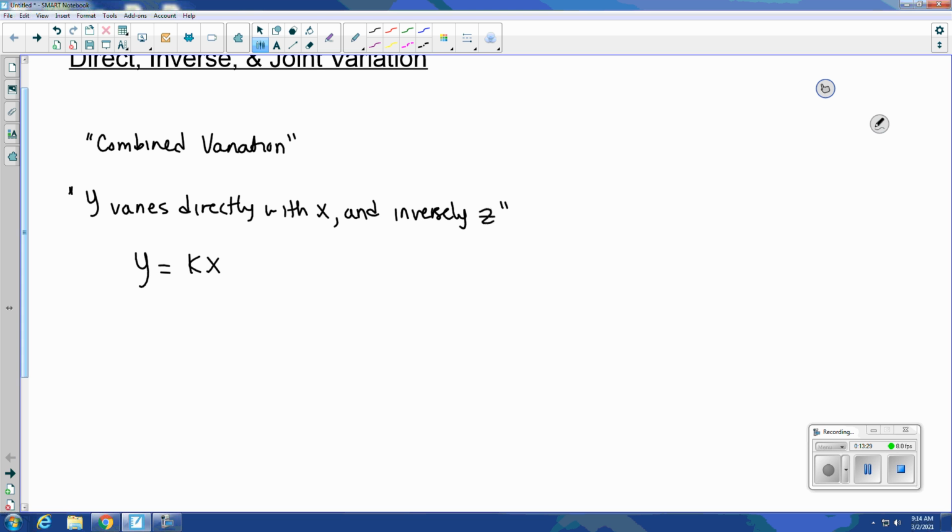But then if it's also varying inversely with z, then all we have to do is divide by z to show the reciprocal nature with z in its relationship with y. So this is your general formula for a combined variation if you have directly with x, inversely with z. k is still your constant and cannot equal 0, and z in this case could not equal 0 as well, to avoid an undefined function. So just to take a look at how that would work, we'll do a quick example.